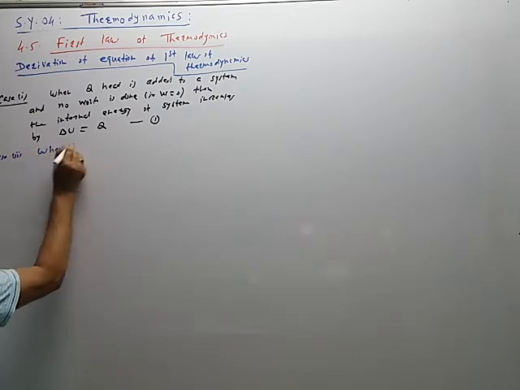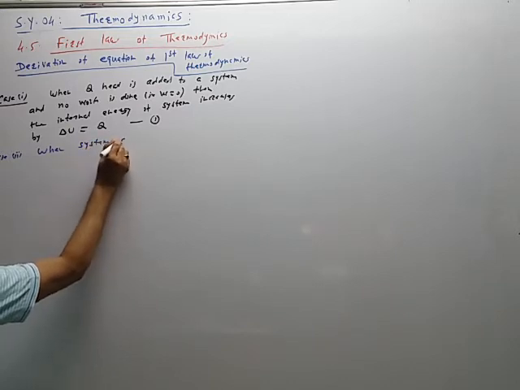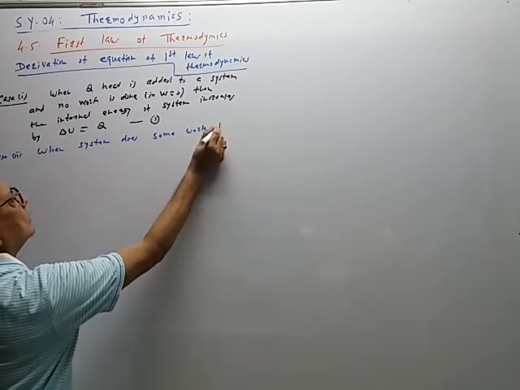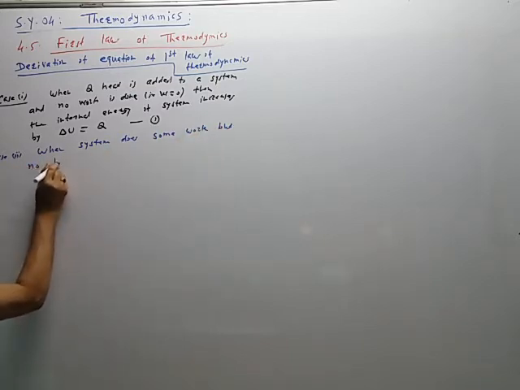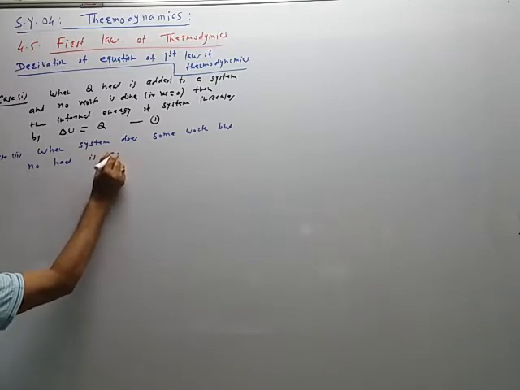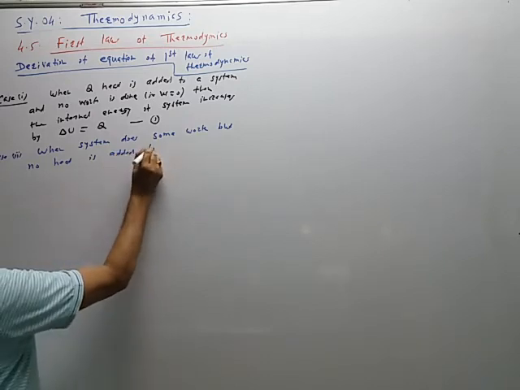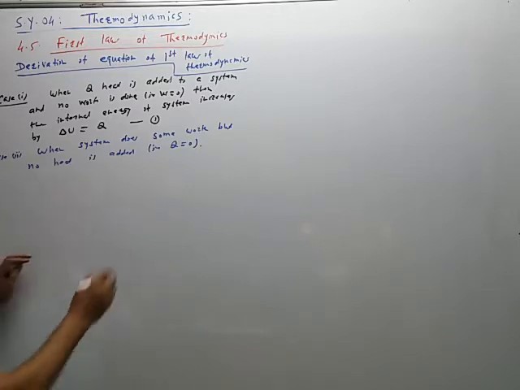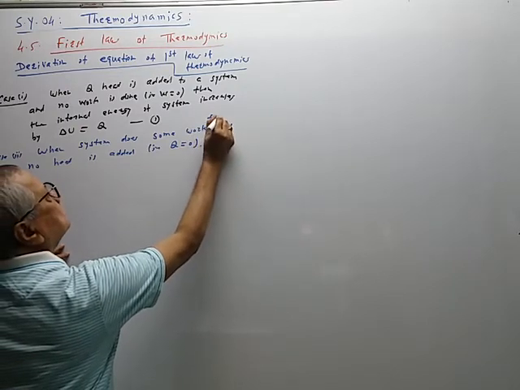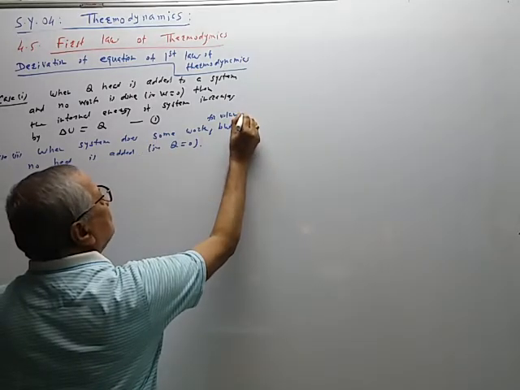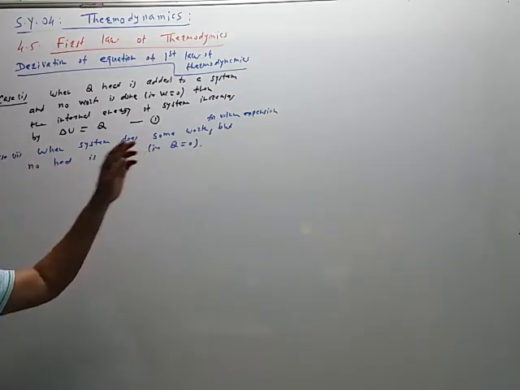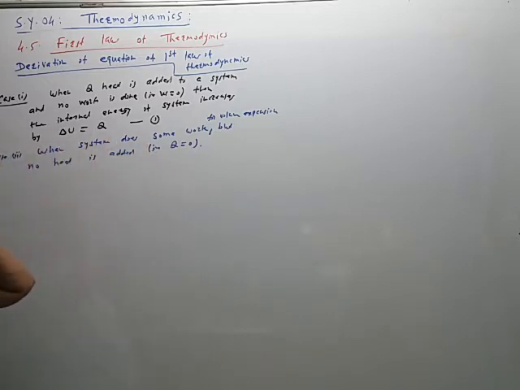When the system does some work but no heat is added, that is Q is equal to 0. When the system does some work for volume expansion, so we know the result. For volume expansion, the gas pushes the piston, so energy of the gas is used, therefore internal energy will decrease.